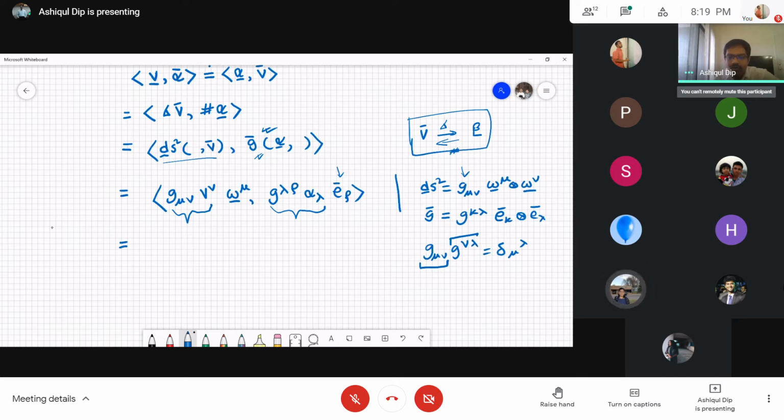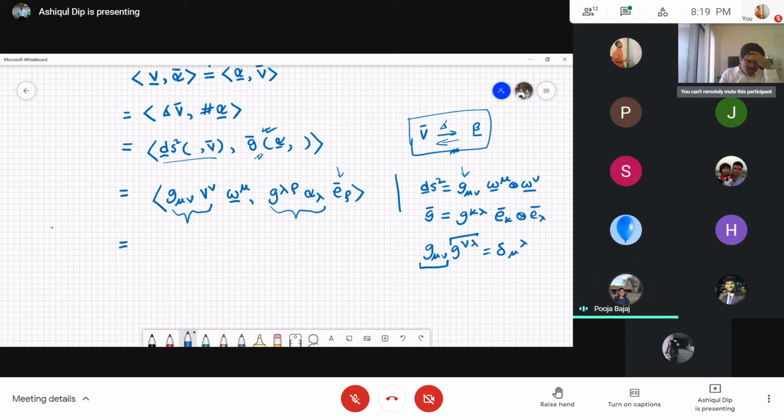Okay, so we are getting this e rho because it had another, say, e lambda, and we are actually feeding some alpha into that slot. So we are left with g lambda rho, alpha lambda e rho.